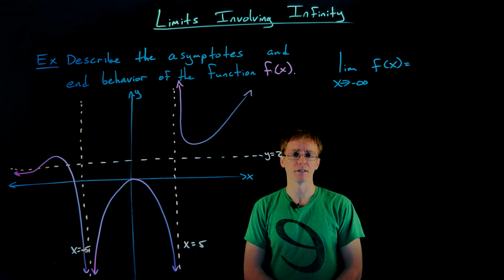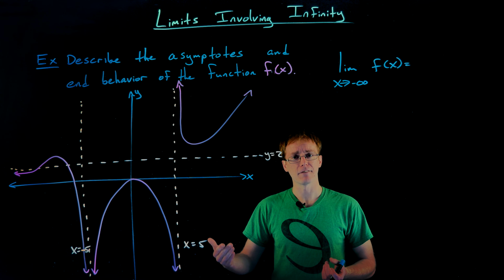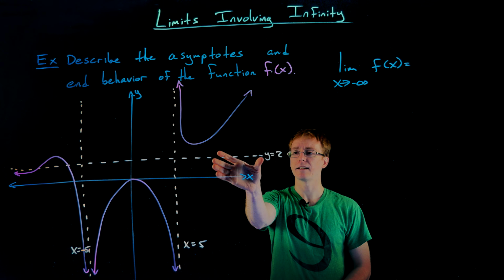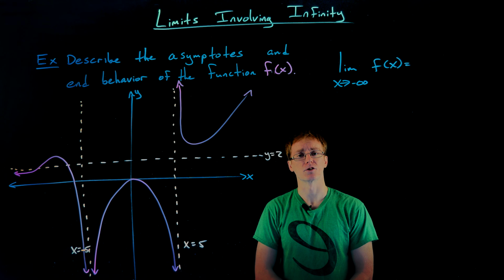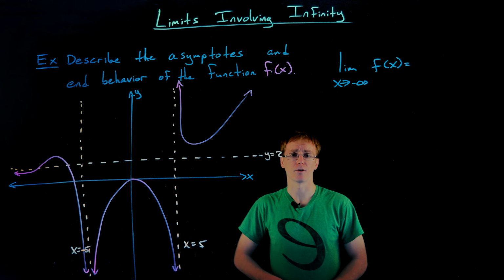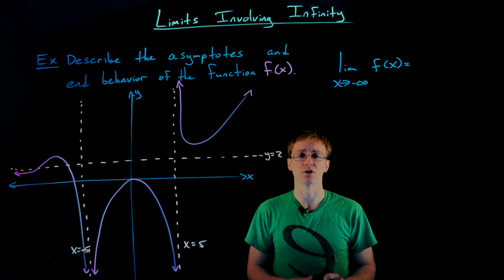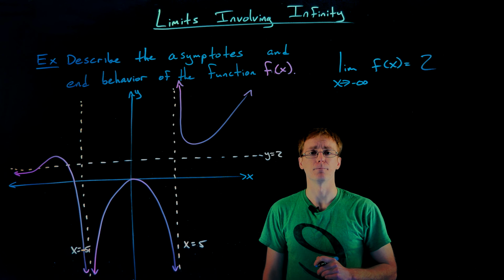It's just describing what is going on far to the left or far to the right. I mentioned we're going to work from left to right, so we'll get to the right-hand side later on, but we can see right now the function does not approach this horizontal asymptote on the right-hand side. It's only approaching the horizontal asymptote on the left-hand side, so only the limit as x approaches negative infinity of f of x is going to be equal to 2.